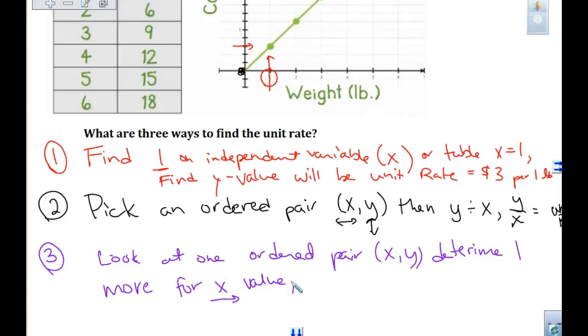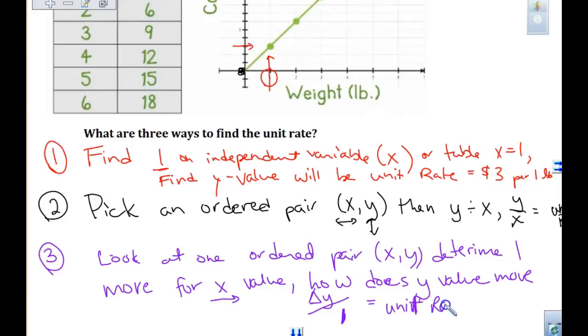And what you're going to do when you find that is determine how far up you move. So how does the y move? You'll see this in a minute as we watch this video. How that y moves is what's called our change in y per 1 x, which is our unit rate. That is our unit rate when we look at that. This symbol for that triangle doesn't mean triangle y. That symbol means change. So anytime you see a triangle like that, it means the change in y.